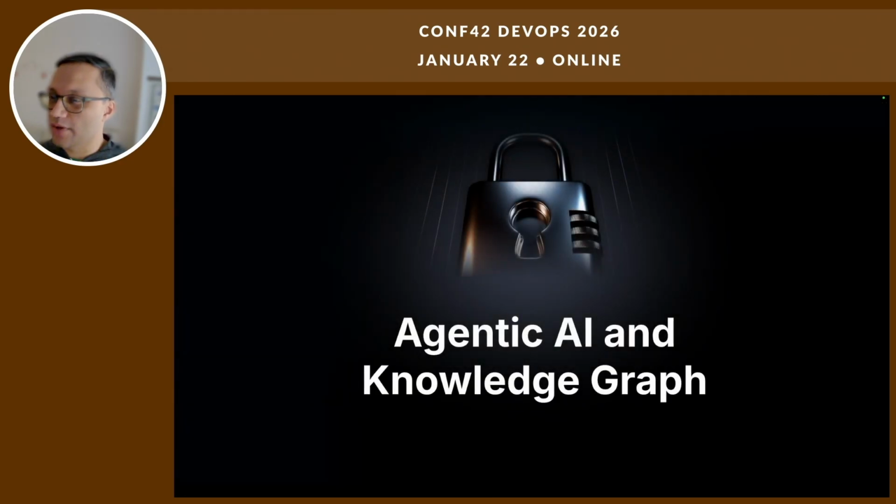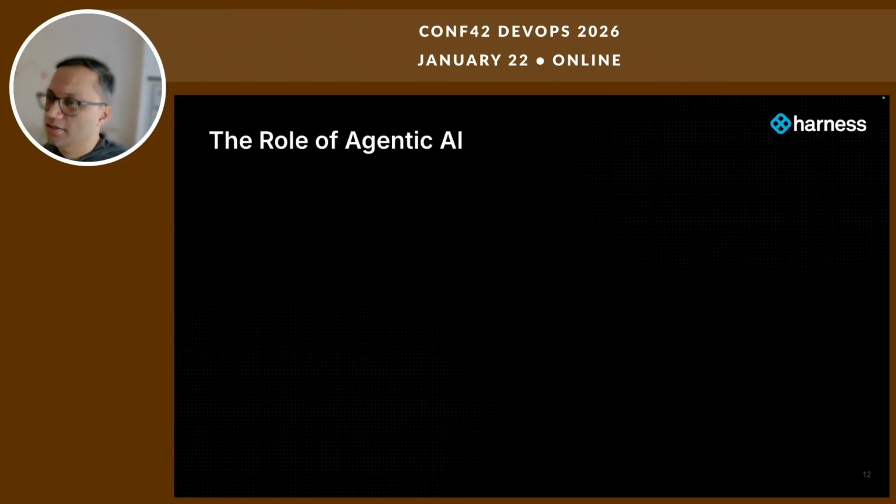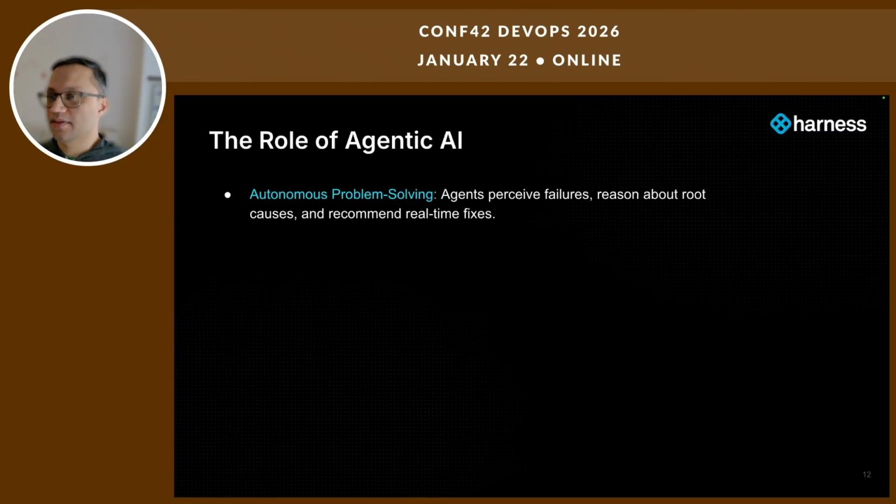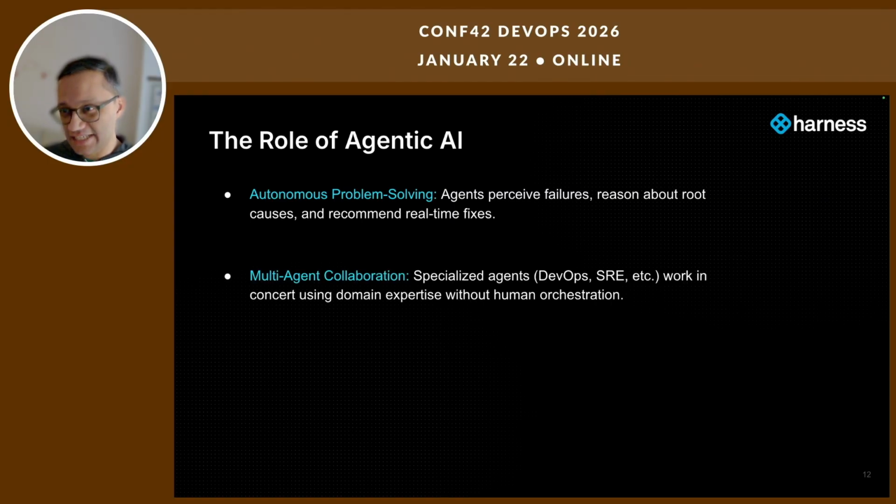So let's look at how Agentic AI helps you to achieve enterprise-ready pipelines with the help of knowledge graphs. The role of Agentic AI basically is to make sure that there is autonomous problem solving. So the agents can actually be proactive in perceiving failures and reasoning the root cause, etc. There should be specialized agents, for example, DevOps agent, SRE agent, across the board. And it should not be orchestrated by humans. It should be orchestrated by an agentic AI.